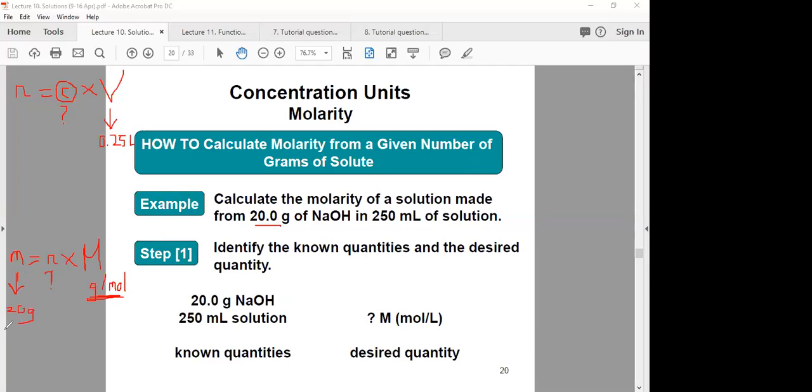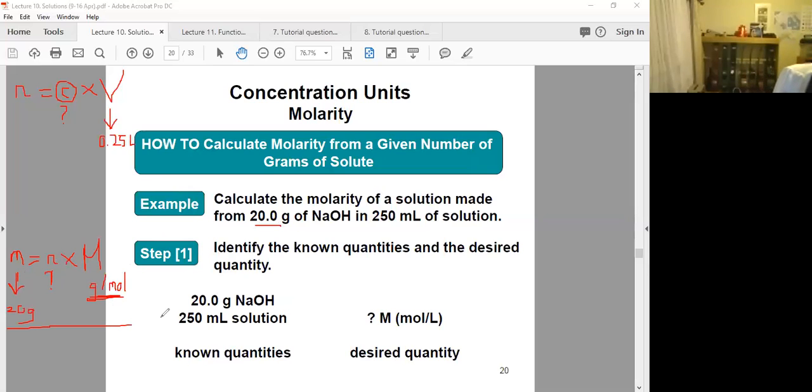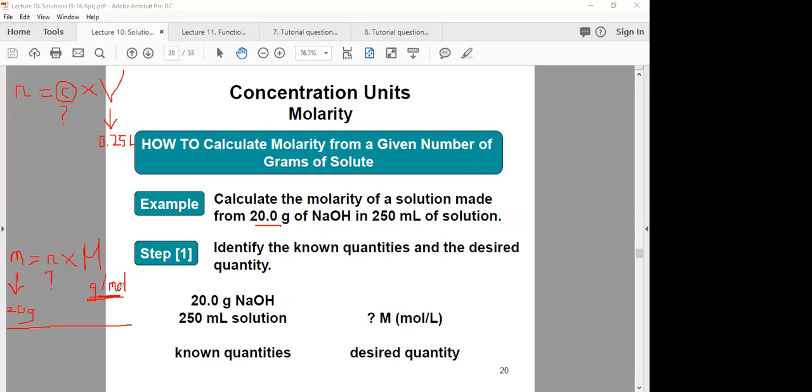So let's do that. Get your periodic table out. I'll give you a minute. I want you to work out the molar mass of sodium hydroxide. I'm going to give you a few minutes. So remember, find the atomic mass or atomic weight of sodium, of oxygen, of hydrogen, and then add them all together using the periodic table. But don't give me an answer yet.